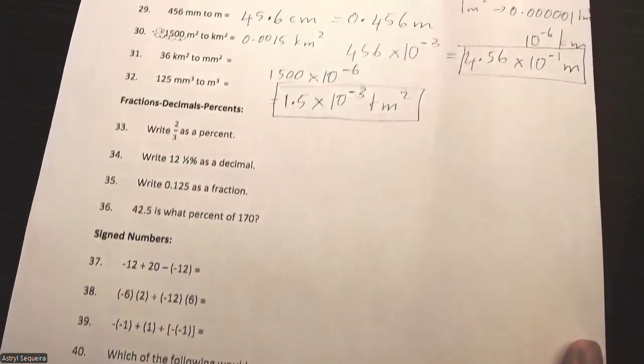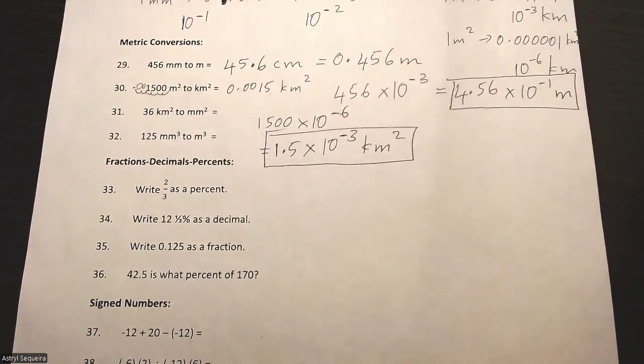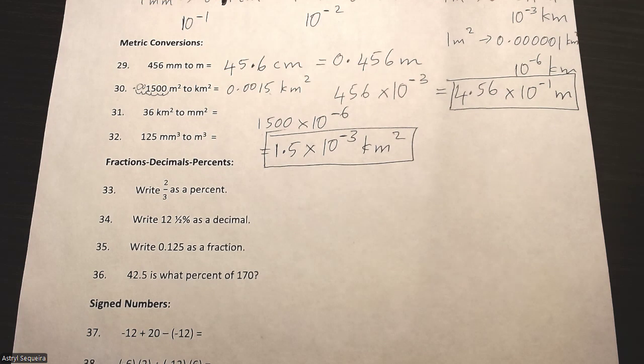All right. Next, we have some fraction, decimal, percent questions. I think I'm going to end the video today with these questions from 33 to 36. That's all going to be about a 30 to 40 minute video, which I think should be good. So first one, write 2 over 3 as a percent. Now, a lot of you can probably do this mentally, but I'm just going to do it showing the steps.